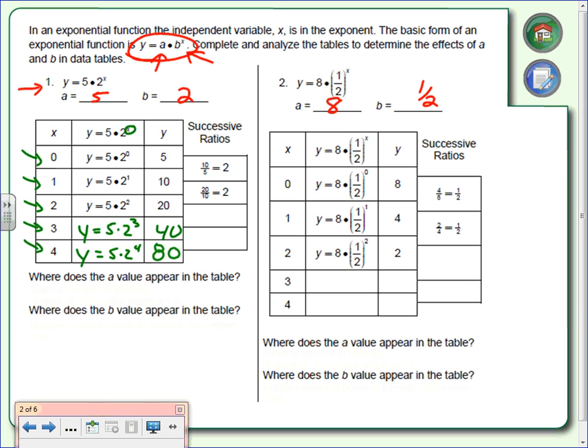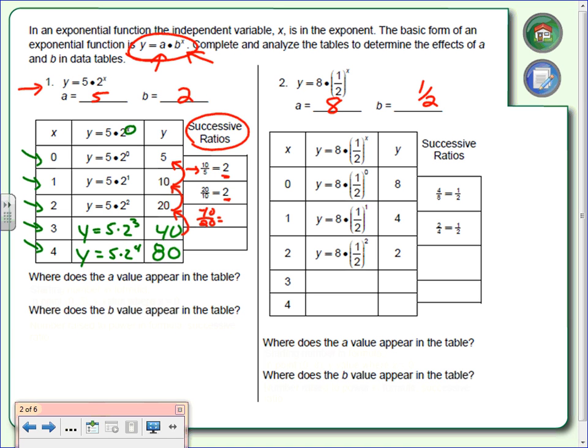Now, right next to the table, you'll notice they have something called successive ratio. What we're doing is taking a closer look at the y values. Here they've taken this y value and divided it by this y value. In other words, 10 divided by 5 gives us a 2. This 20 divided by that 10 gives us a 2. So what's the next two numbers I'm going to divide? 40 by 20.